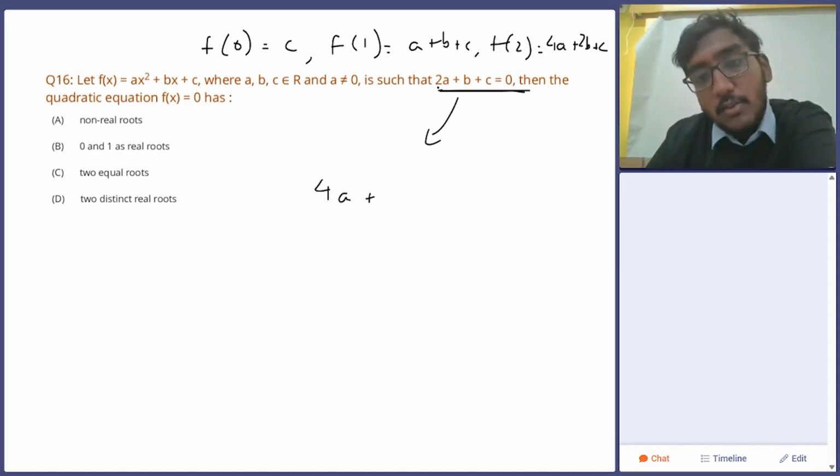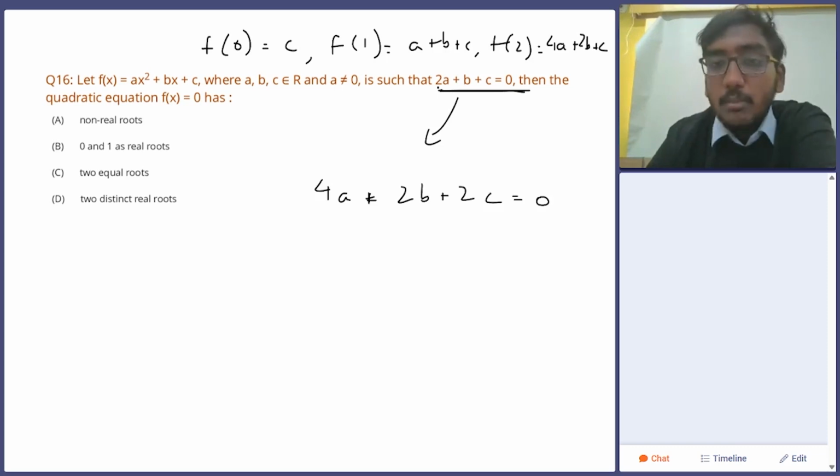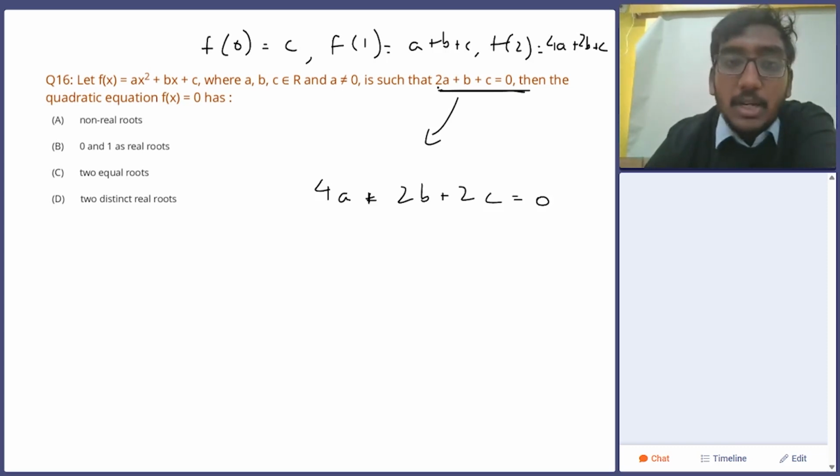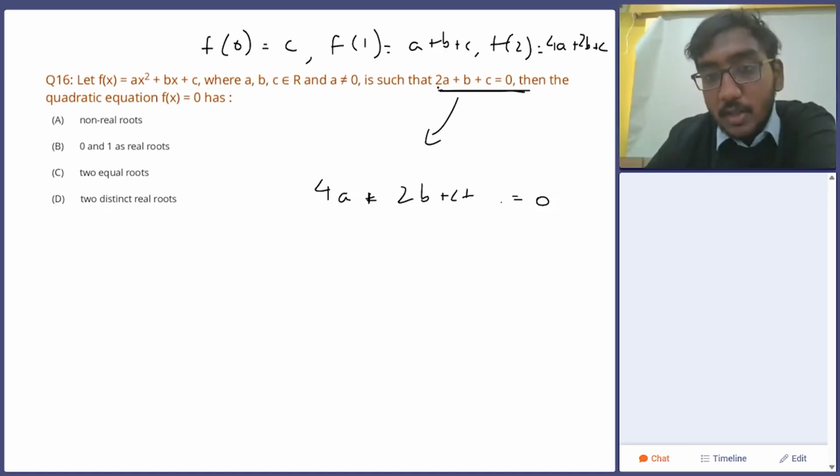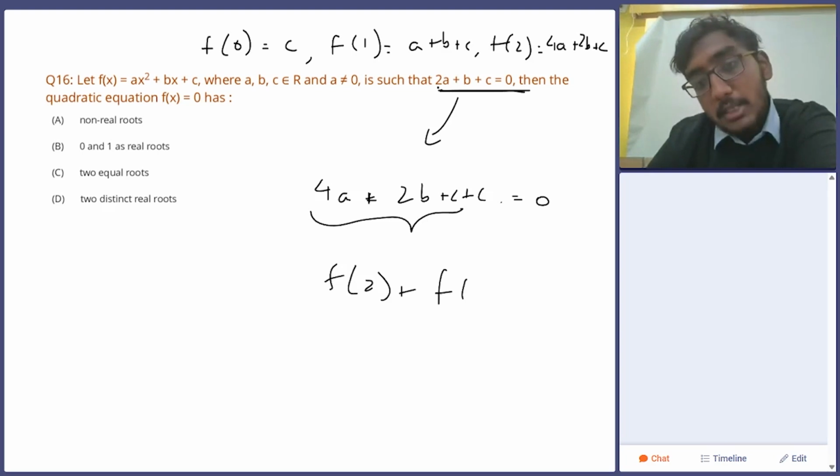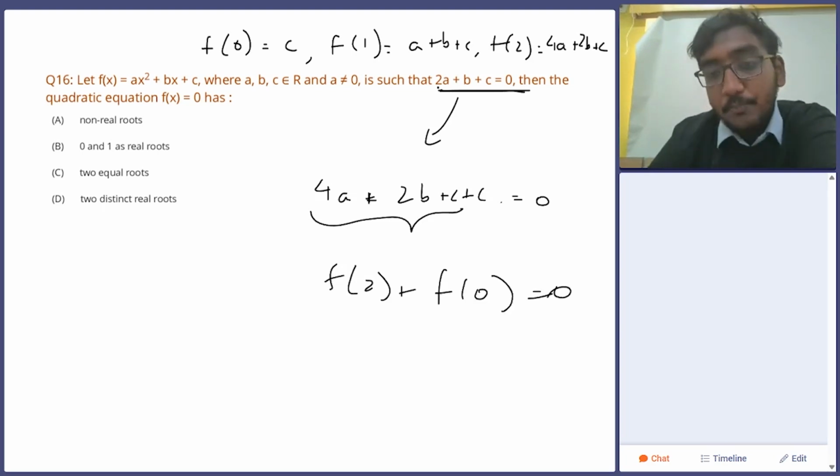If you multiply it with 2, you will be getting this: 4a plus 2b plus 2c equal to 0, right? Multiplying with 2 on both sides, 2c can be written as c plus c, right? So this is the same as f of 2 plus f of 0 equal to 0, okay?